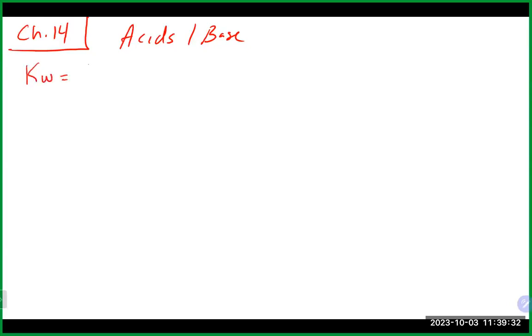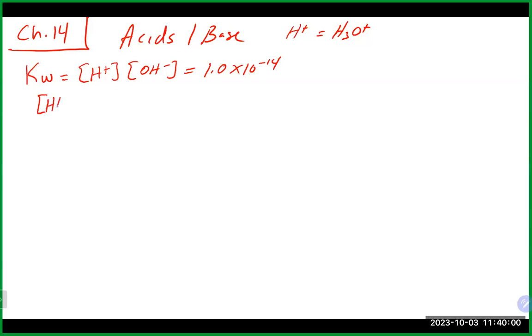We had our Kw, which is the equilibrium constant for water, which is the concentration of H plus times the concentration of OH minus, is 1 times 10 to the minus 14. Remember, H plus and H3O plus are pretty much the same deal, so anywhere in formulas or equations, you could swap them for each other. We could use this to solve for either the H plus or the OH minus concentration.